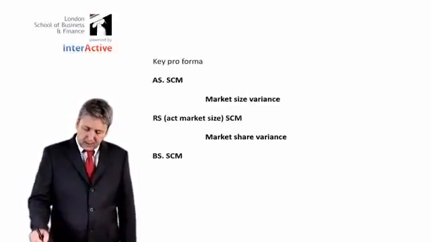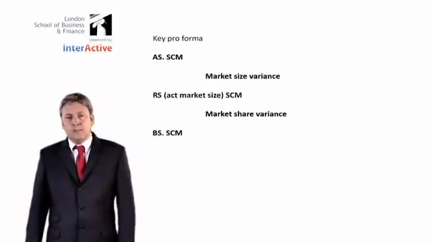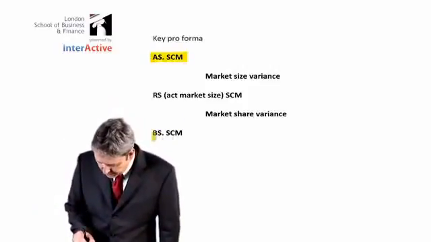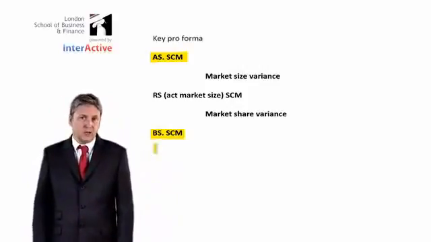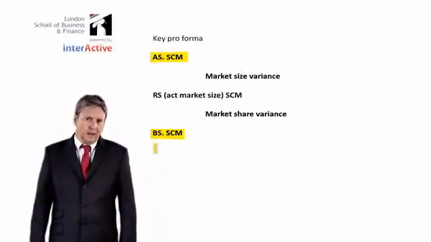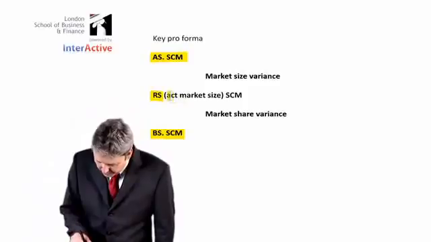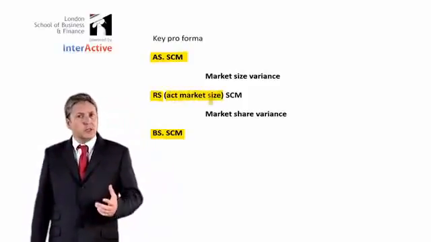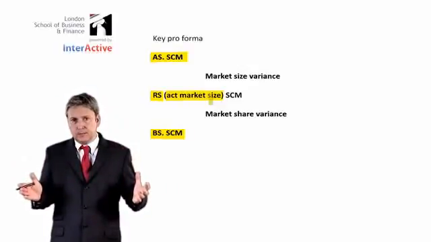Now, if that's the case, all we want to do is this sort of working. Remember, the sales volume variance is actual sales at the standard contribution margin compared to the budgeted sales at the standard contribution margin. That's not difficult. All we have to do here is to have revised sales based on the actual market size. By doing so, we can easily calculate these two variances.